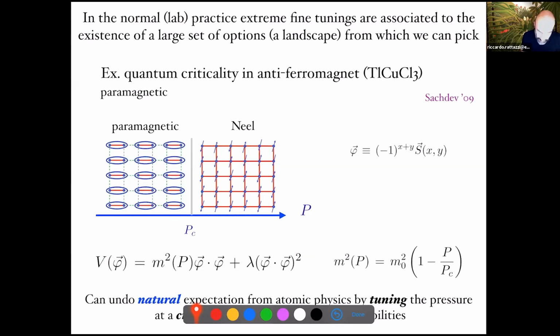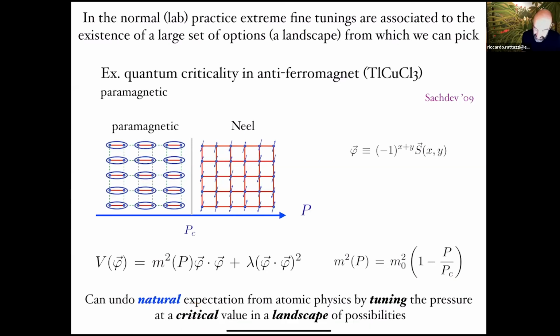The way it works is that this system is like an ordinary scalar. It has an effective potential where the couplings, in particular the quadratic term, depend on the pressure. And in particular, the mass can, at a given specific value of the pressure, cross zero and change sign. When this happens, you go from this phase to that phase. You have symmetry breaking.